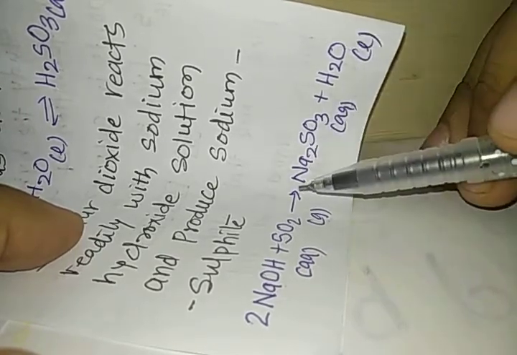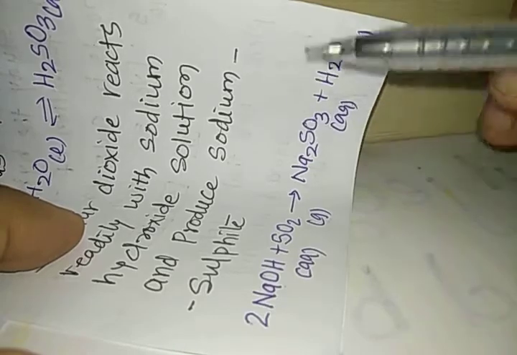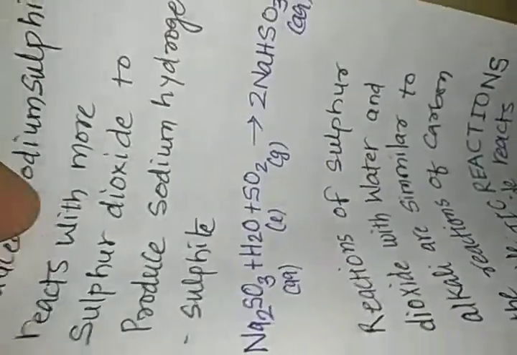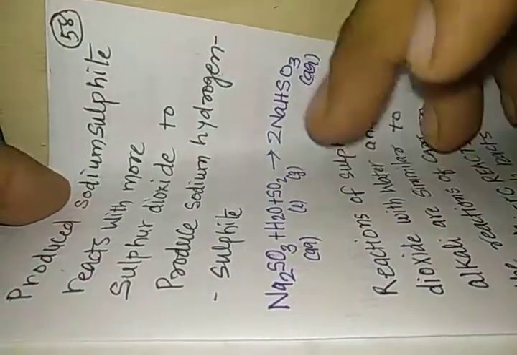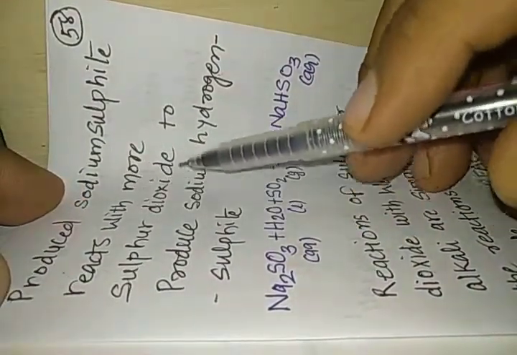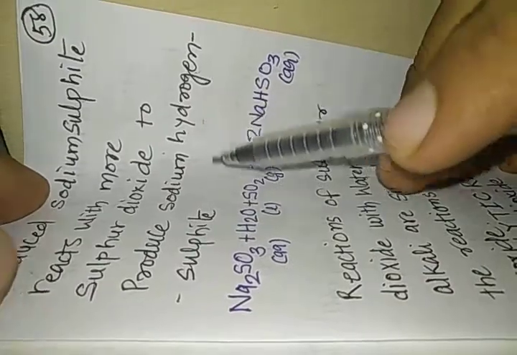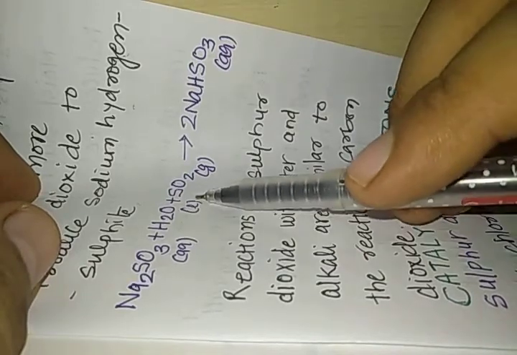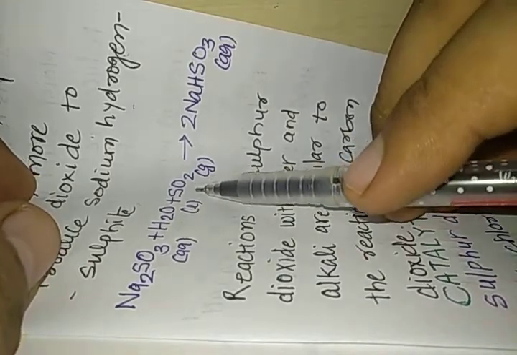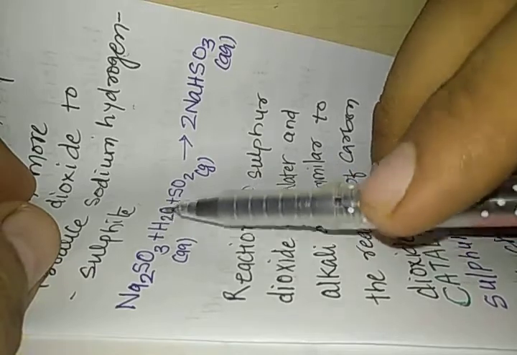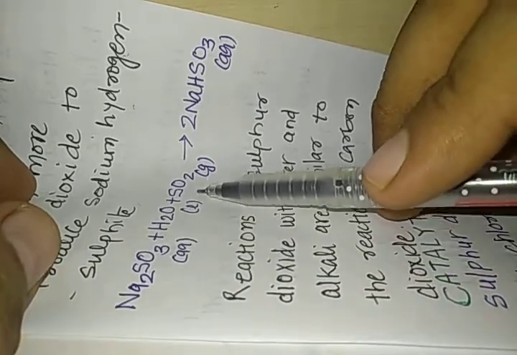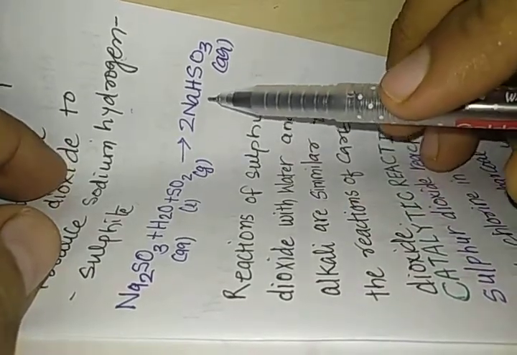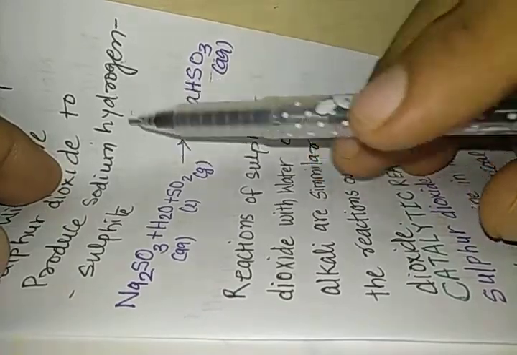This mixture again reacts with the sulfur dioxide present in the reaction mixture. The produced sodium sulfite reacts with more sulfur dioxide to produce sodium hydrogen sulfite. So Na2SO3 plus H2O, which was already present, and the sulfur dioxide gas we have passed into the mixture, react again to produce NaHSO3, which is known as sodium hydrogen sulfite.